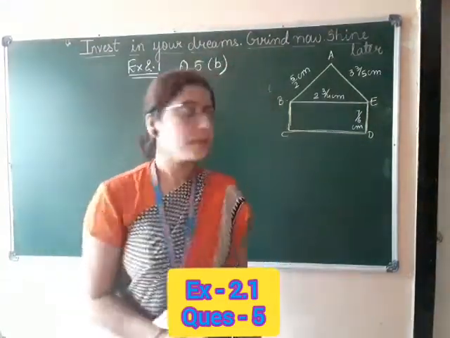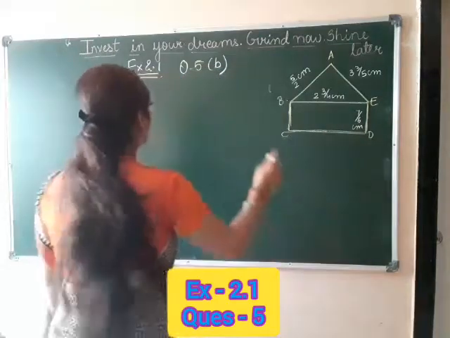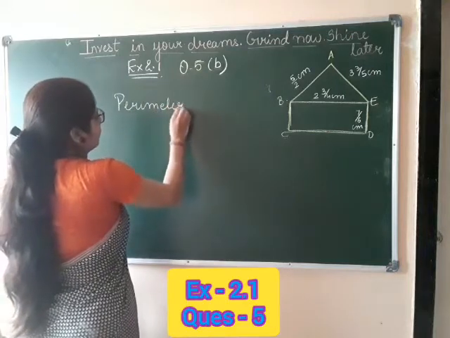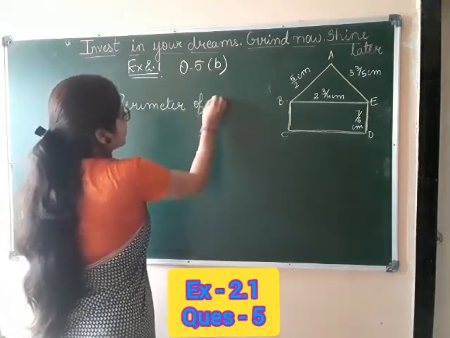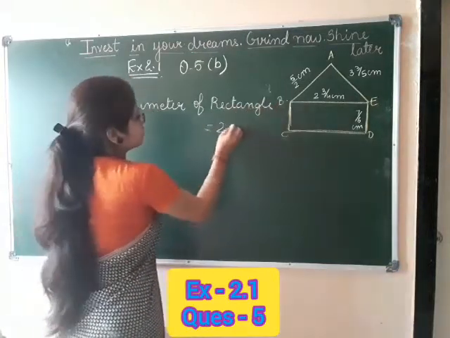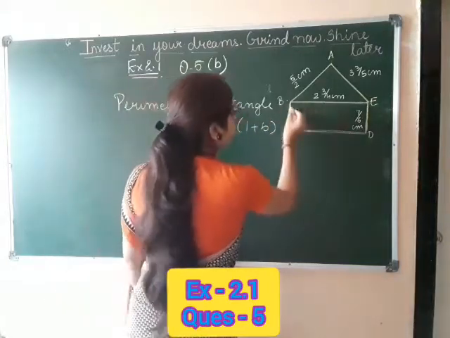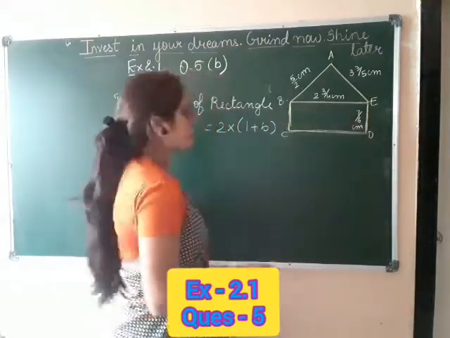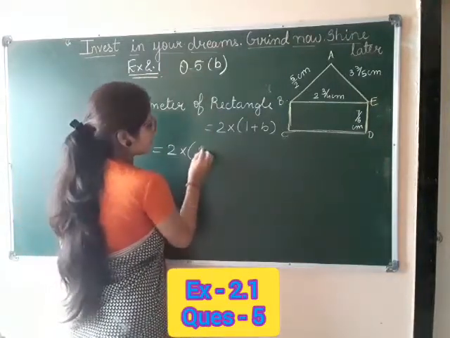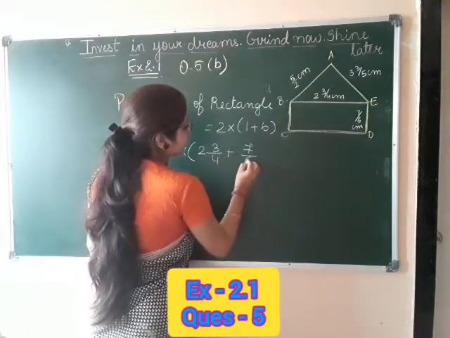Now we will find the perimeter of this rectangle BECD. Perimeter of rectangle, what is the formula? 2 into (L plus B). You can see this is the length and this is the breadth. These both are given to us. 2 into length, which is 2 3 upon 4, plus breadth, which is 7 upon 6.